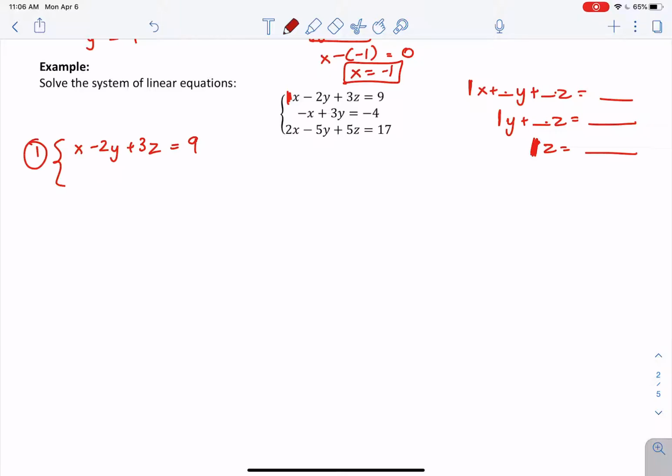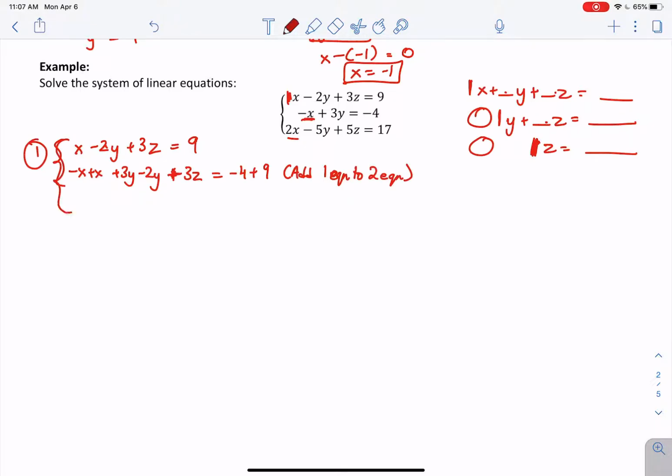To the second row and the third row, we need to get rid of the x's because there's no x over here. So we're going to add this first equation into the second and third equations. I have a negative x here, so to get rid of negative x, I just need to add x to it. So I'm going to add this equation. So negative x plus x, 3y minus 2y, plus 3z plus 0z equals -4 plus 9. So that's me adding the first equation to the second equation.